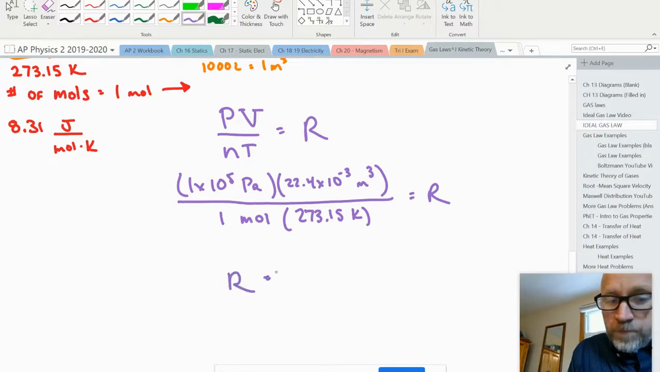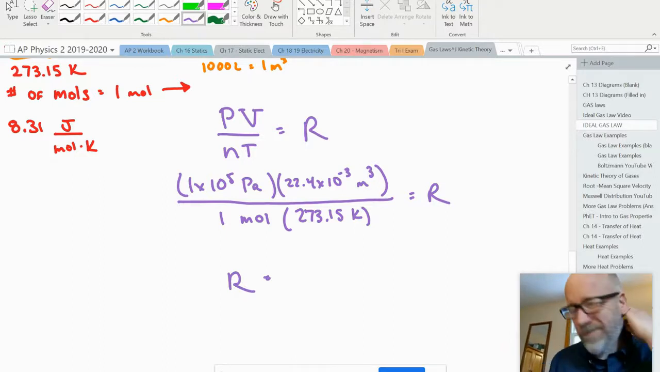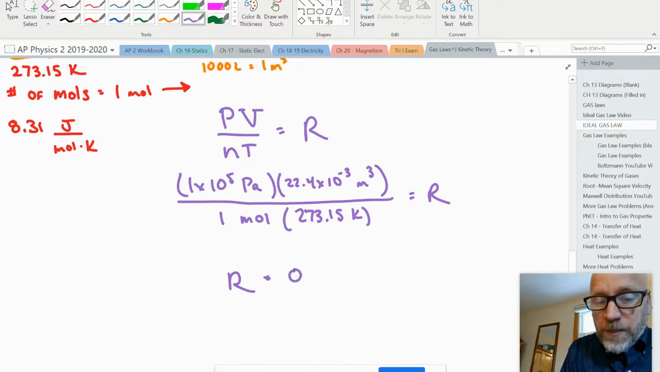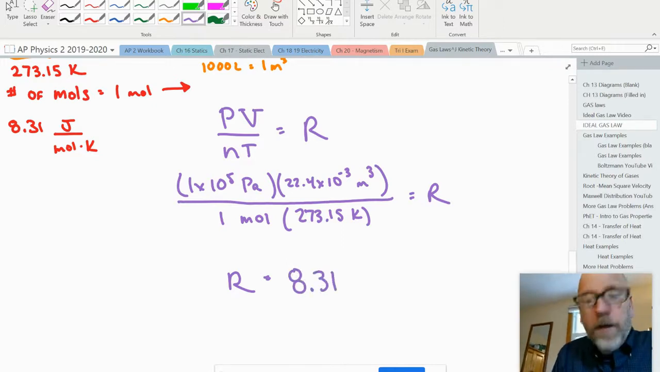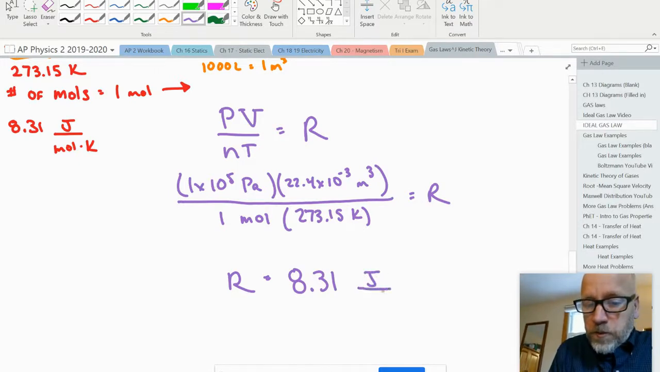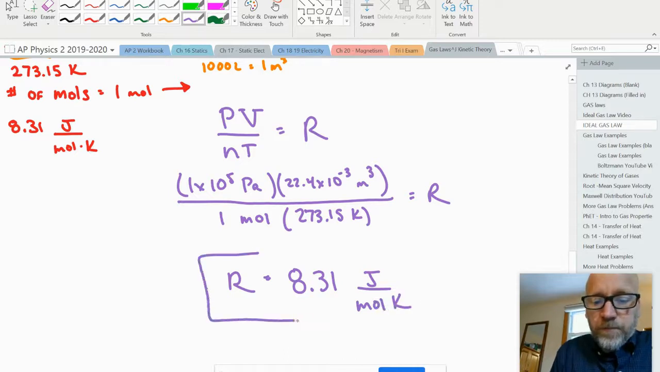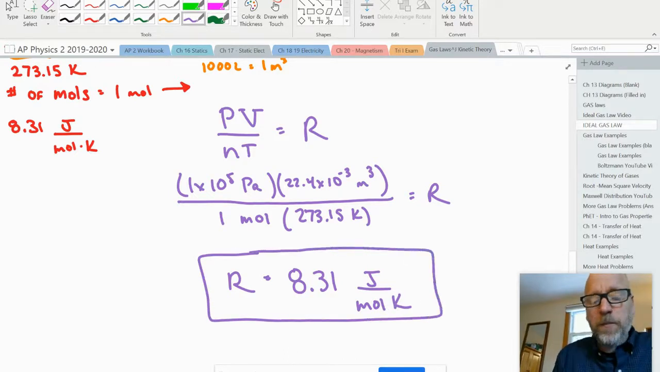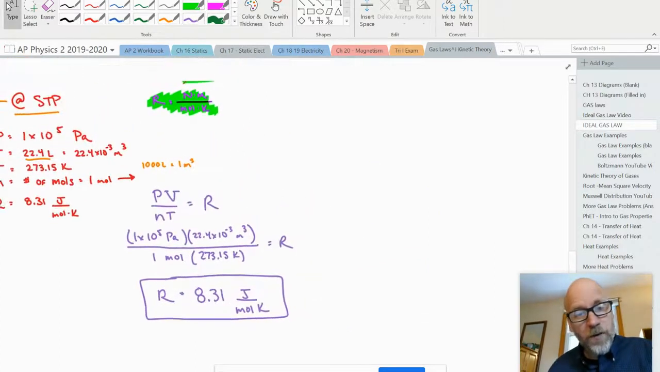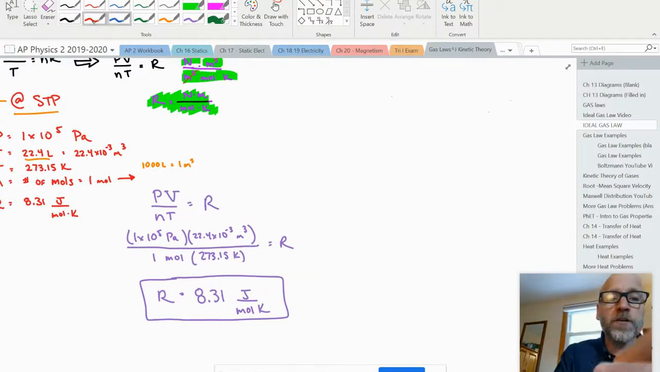So R, if you punch it all in, you know what you get? You get like 8.2 something. And that's because of the rounding, because the actual value for the ideal gas law constant is 8.31 joules per mole Kelvin.